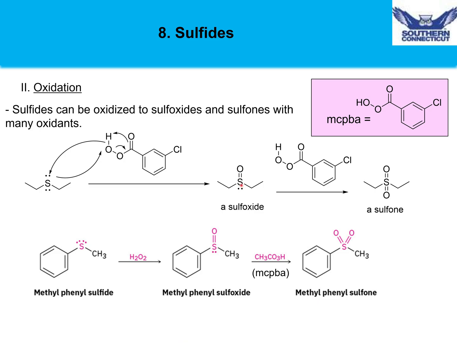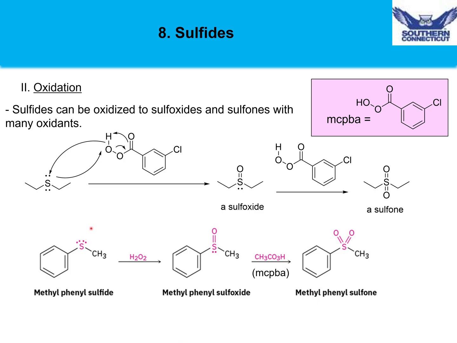You may encounter another resonance form of sulfoxides, which has a positive charge on sulfur, a single bond between sulfur and oxygen, and a negative charge on the oxygen. Sulfoxides can be oxidized further with a second equivalent of MCPBA or even hydrogen peroxide. They'll be turned into a sulfone.